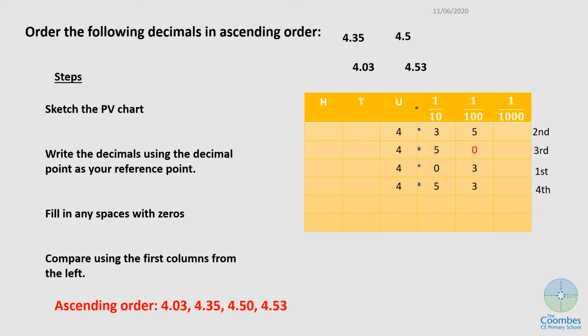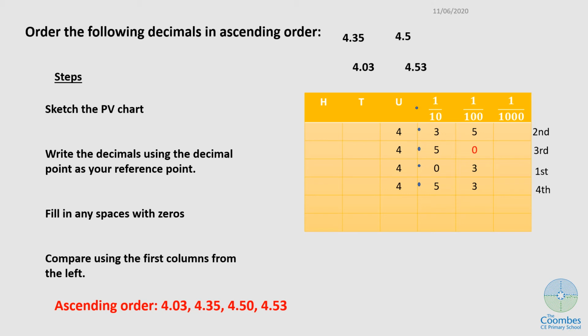Now I have a second group of decimals to order. So you have 4.35, 4.5, 4.03, and 4.53. Now first again is to sketch the place value chart and write the numbers inside. So you can see my first step is to sketch the place value chart and then write the decimals in it with my decimal point as my reference point. Okay, you can see they are all in the same column. I fill in any spaces that are left.